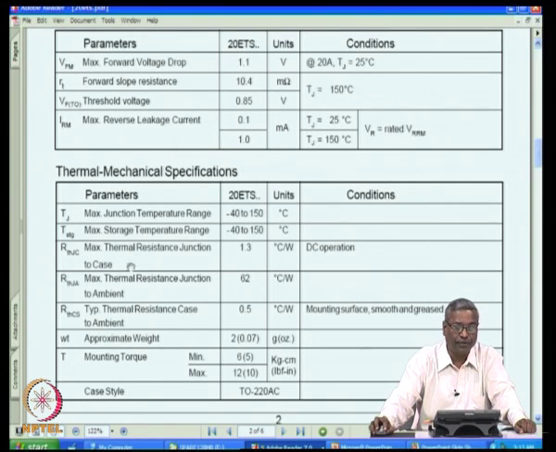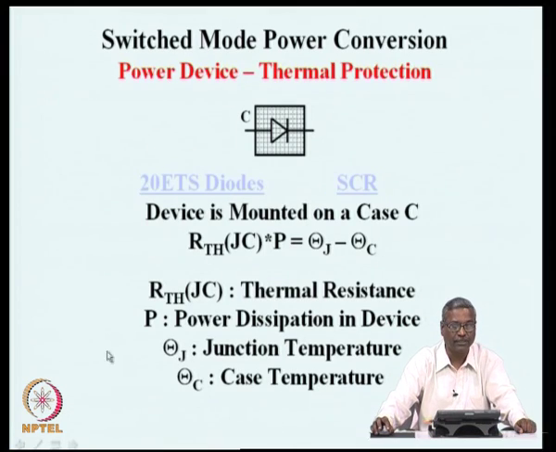So, if you wish to dissipate that kind of power, it is necessary to maintain the case at a temperature which is satisfied by this condition, and for that purpose only we mount it on a heat sink. Now, we can go back to this and see the condition. Supposing if the device is mounted on a case, the thermal resistance of junction to case multiplied by the power dissipation will be the temperature difference between junction and case.